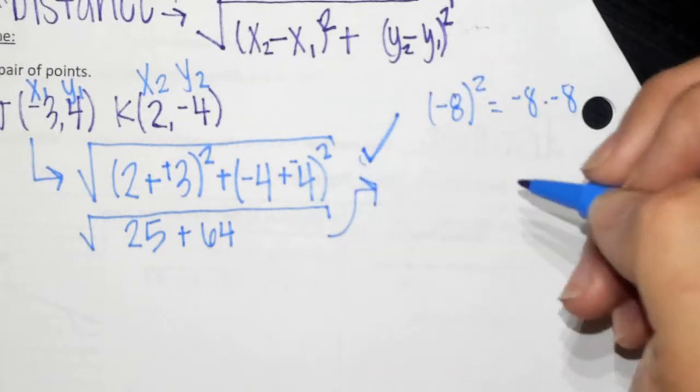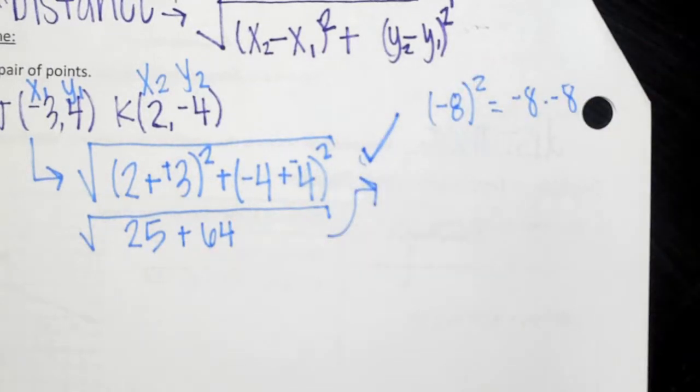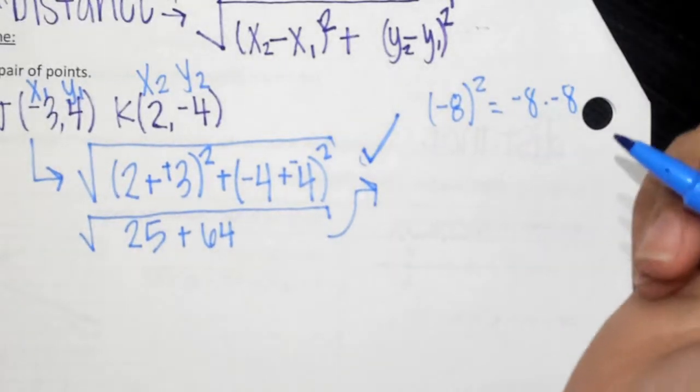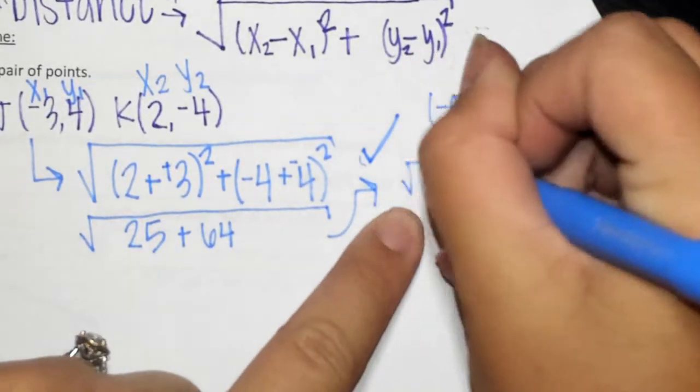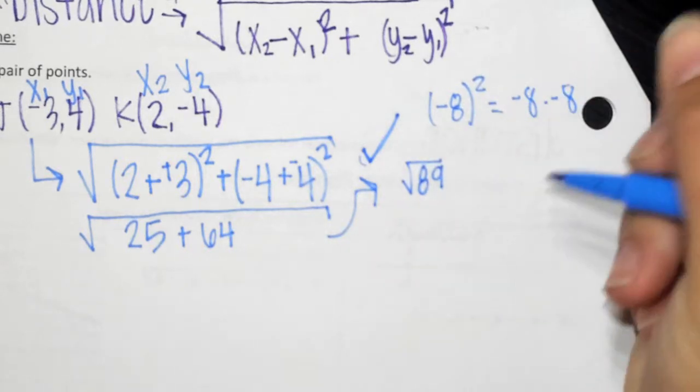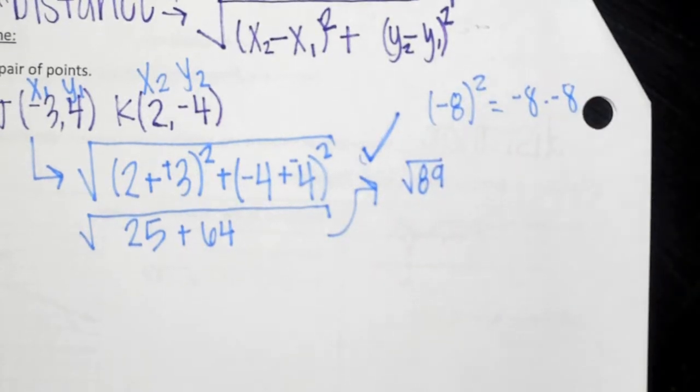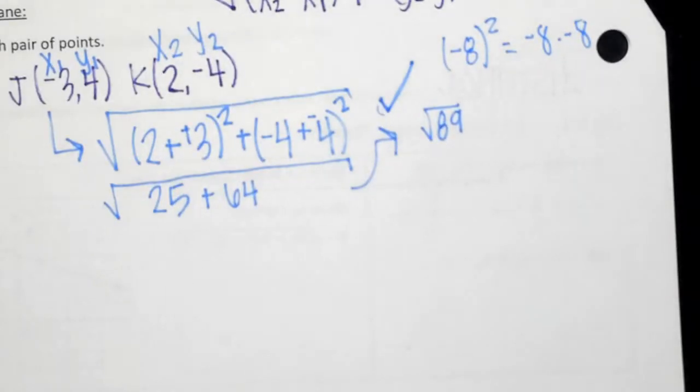Okay, 25 plus 64. We're finally having to break out the calculators. What? 89? Okay, so we have the square root of 89. Have y'all learned, yes, y'all did, because I taught algebra last year. We have to simplify our radicals. Do y'all remember that? Okay, let's practice. We have to simplify our radicals.